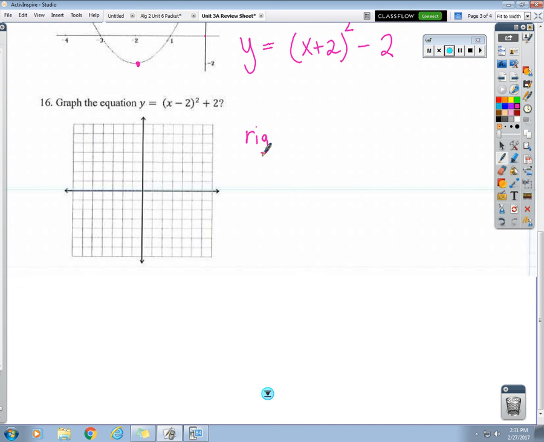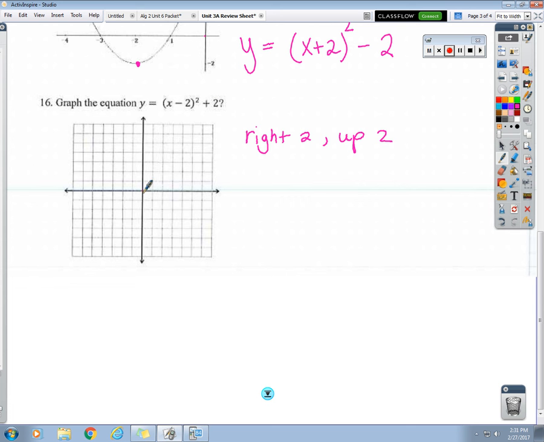Right 2 and up 2. Remember, the horizontal shift is always opposite of what you would think it would be. -2 is actually right. Plus 2 would have been left. And then the vertical shift is what you would think. Plus 2 is up 2.